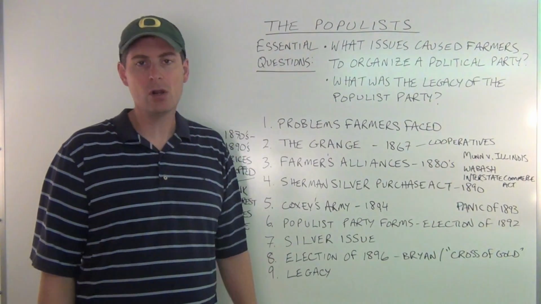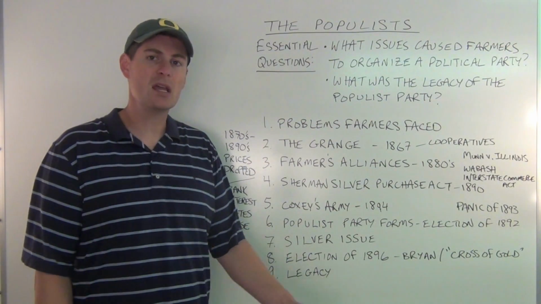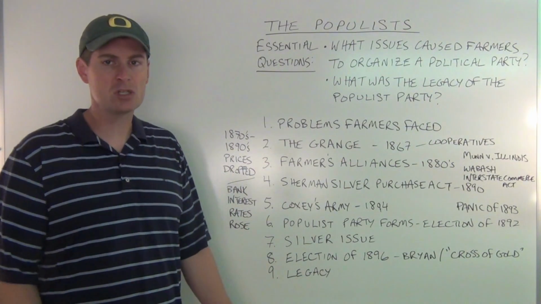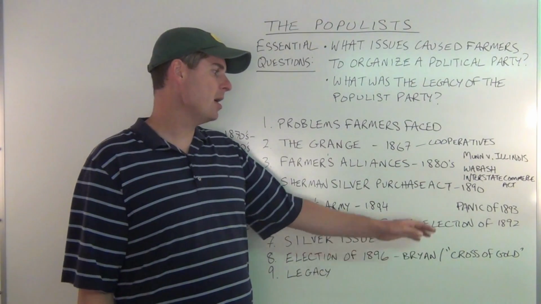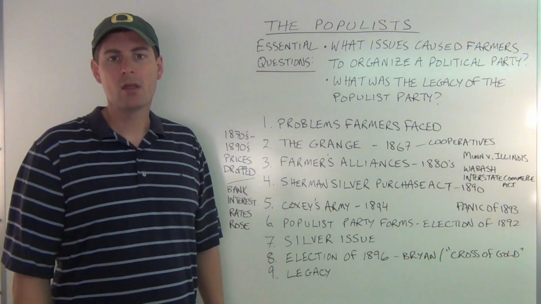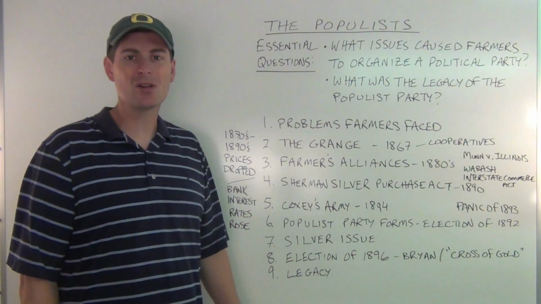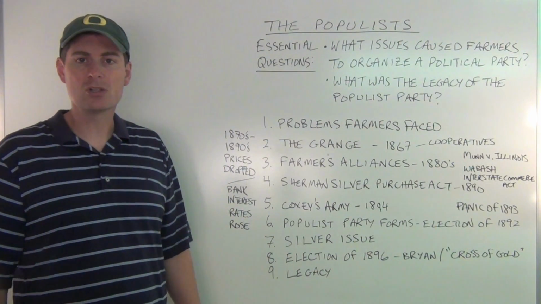The Wabash case overturns the Munn decision, correctly saying that only Congress, not a state, could regulate interstate commerce. That's true. But then the federal government does follow up with the Interstate Commerce Act, an attempt to start regulating the railroads. There's also the Sherman Antitrust Act to try and regulate trusts.